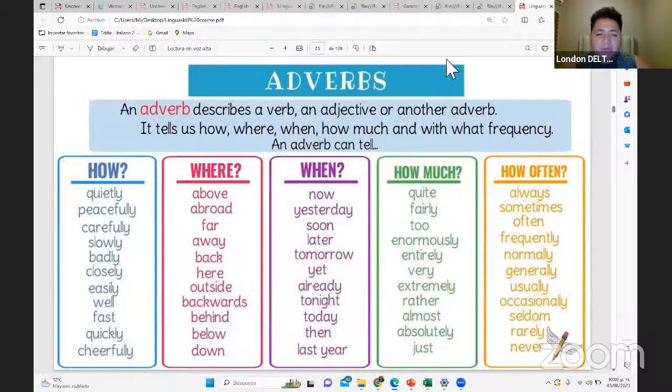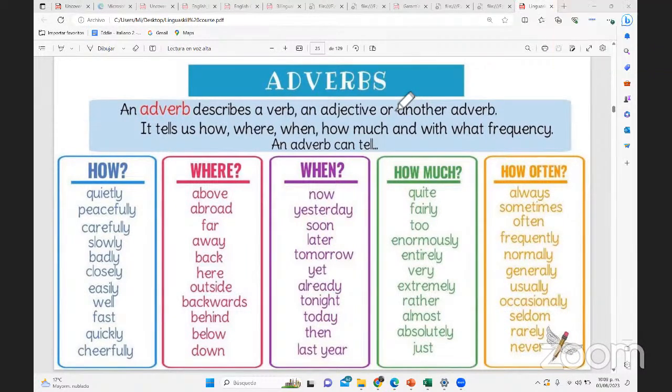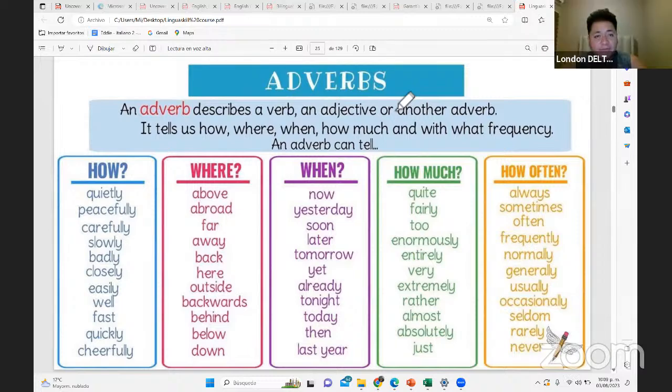And let's remember, guys, the adverb. Do you remember what an adverb is? ¿A qué se refiere un adverbio? What is an adverb? What does that mean? Lo que describe una acción. Exactly. Adverbs describen acciones. Very well.